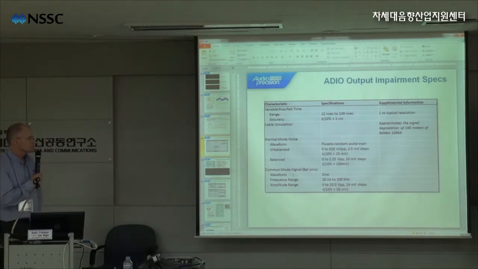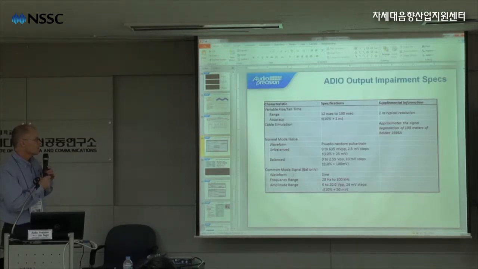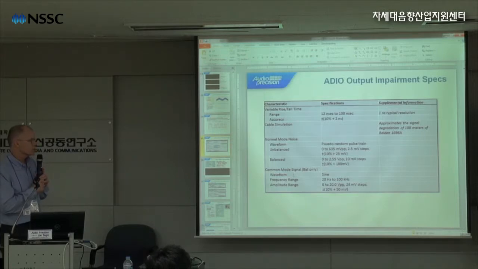These are the specifications for the APX Advanced Digital I/O Output Impairment. So the characteristics, the variable rise time, the range is 12 nanoseconds to 100 nanoseconds with 1 nanosecond typical resolution. The accuracy is plus or minus 10% plus 2 nanoseconds. Cable simulation approximates the signal degradation of 100 meters of cable type Belden 1696A. That's the standard digital cable.